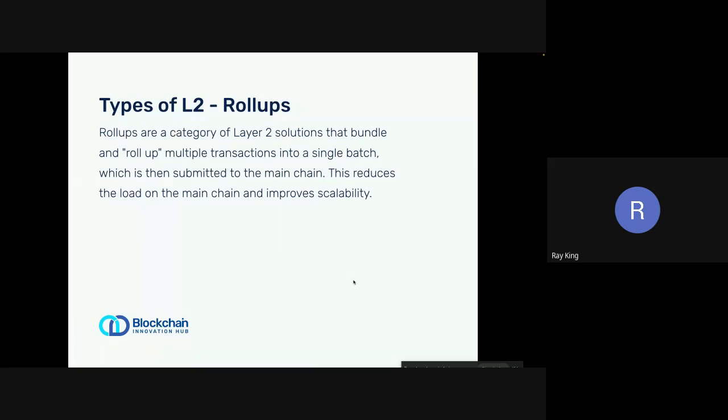How does rollup work? Just like the word sounds, roll up. It takes multiple transactions and bundles them, and then it rolls them up into one single batch. That single batch can then be added back to the main primary blockchain. So that's how rollups work, and that's the use of rollup.